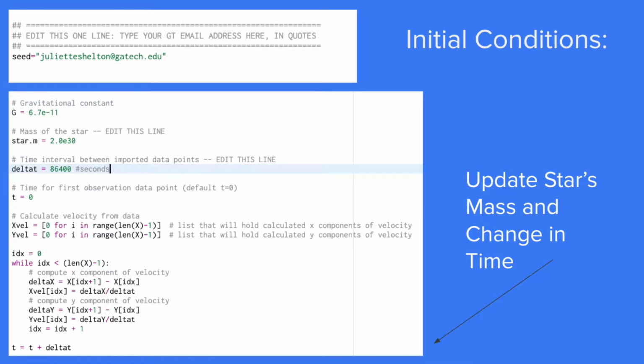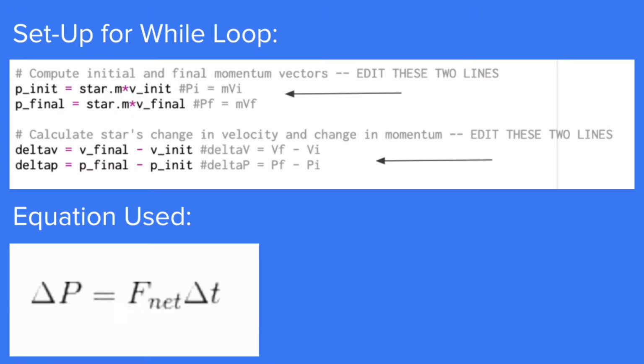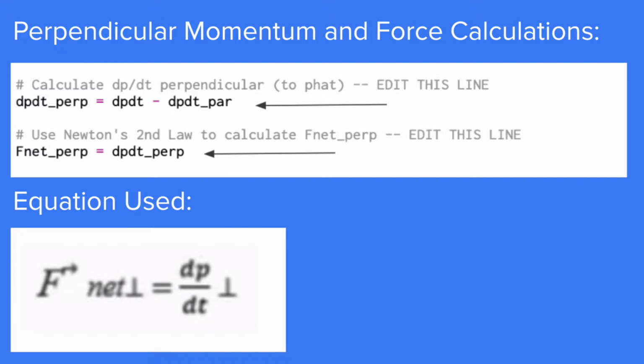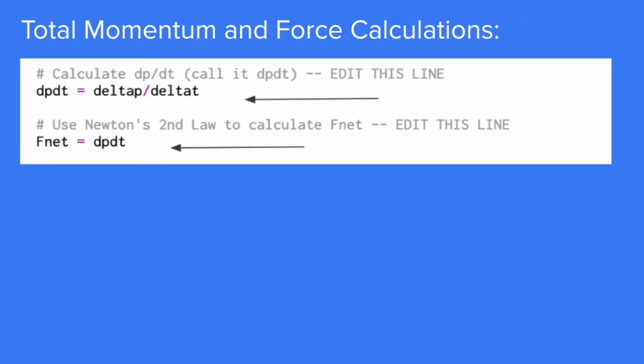So in this lab, we needed to program equations that applied the momentum principle and Newton's law of universal gravitation. We used equations derived from the momentum principle in order to compute the initial and final momentum vectors, in order to calculate the star's change in velocity and change in momentum, as well as to calculate dp over dt, and then the parallel and perpendicular components of those as well. We then programmed equations based on Newton's law of universal gravitation to calculate F net and the parallel and perpendicular components of F net. And then lastly, we applied Newton's second law to update the current position and velocity to show the object's current track.